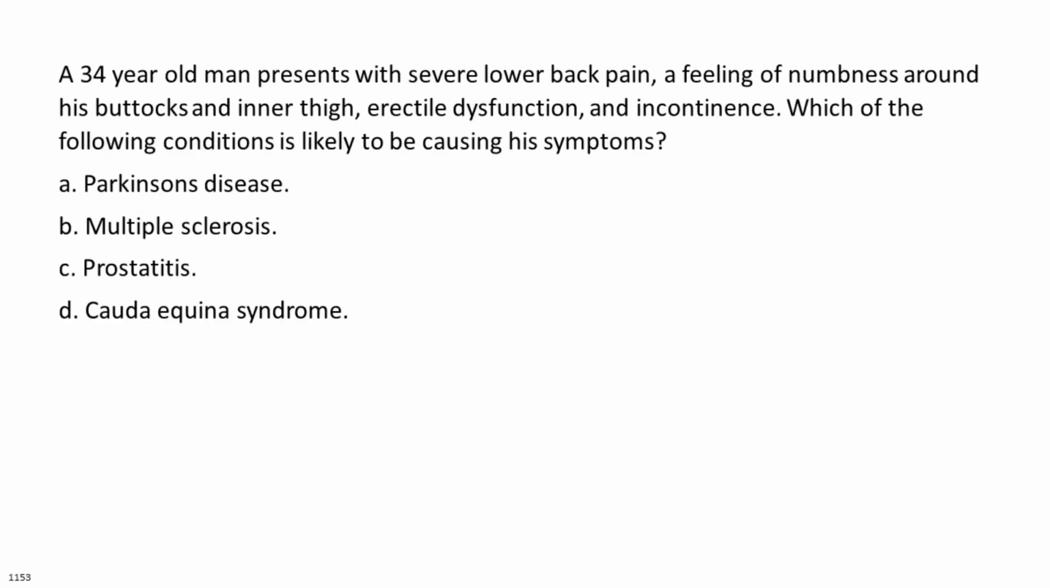A 34-year-old man presents with severe lower back pain, a feeling of numbness around his buttocks and inner thigh, erectile dysfunction, and incontinence. Which of the following conditions is likely to be causing his symptoms? A. Parkinson's disease. B. Multiple sclerosis. C. Prostatitis. D. Cauda equina syndrome.